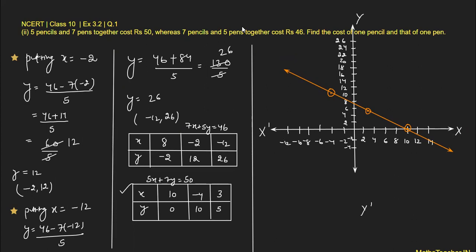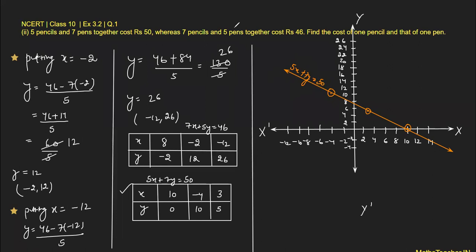Now I'm going to plot another equation. One more thing I have to tell you, that you have to write down the equation on the line. So I'm going to write down 5x plus 7y equals 50. So this is the first equation. Now let's plot the other one.